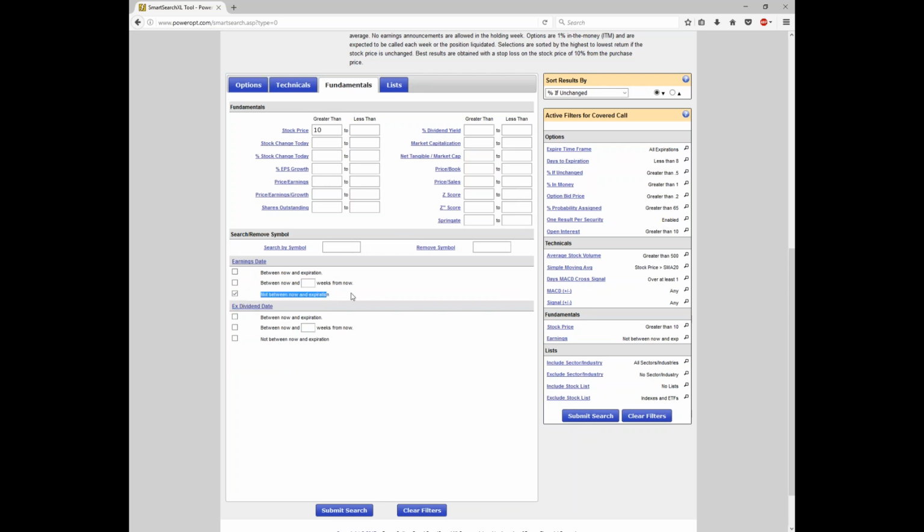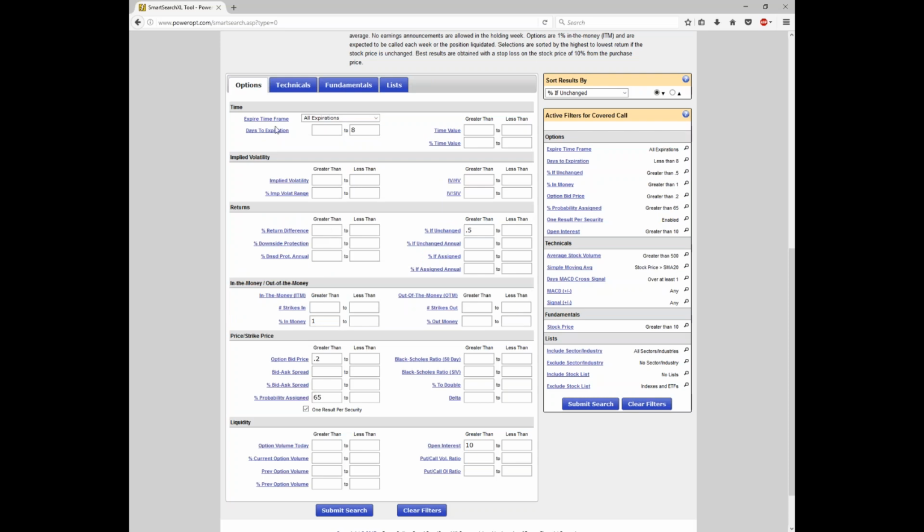For the long straddles and long strangles, you'll have this box that you can choose for between now and 1 week from now or 2 weeks from now, so you can look for stocks that have earnings coming up in the next 1 or 2 weeks for the long straddle or long strangle, and then isolate your expiration time frame to look for positions where the expiration would be after the earnings date coming up. Those are the strategies where you would look for earnings in the lists. But they're all the same fields.